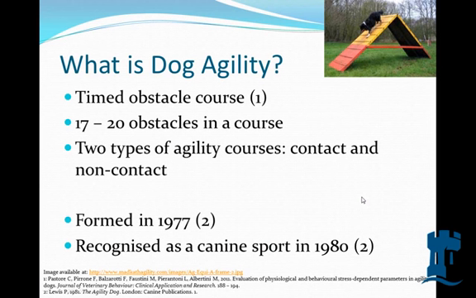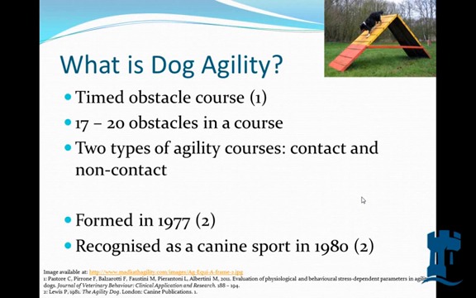Basically, it's a timed obstacle course which is completed under the guidance of a handler. Dogs are not under any sort of restraints, there are no leads or collars on the dogs, and they're not allowed any tags or anything to be worn. Courses must contain between 17 and 20 obstacles. The course is set by a judge on the day, so they'll get a format to set so they can learn the course. But every course will be different, no two agility courses will be the same.